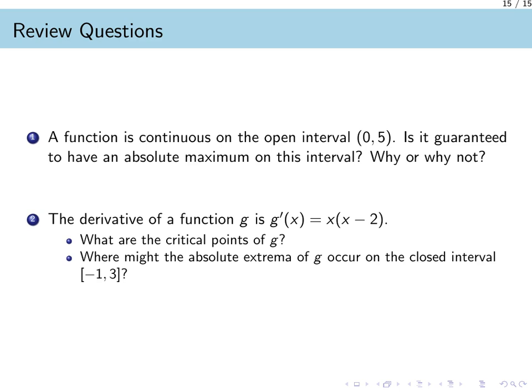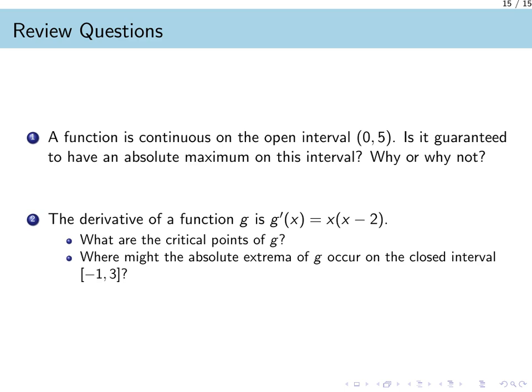Let us apply our method to a couple of review questions to see how the conditions for absolute extrema work in practice. First, consider the function f of x equals 1 over x on the interval from 0 up to and including 5. The key here is to check the requirements of the extreme value theorem, which guarantees an extreme only for a continuous function on a closed interval. Our interval is not closed because it excludes the left endpoint, 0.